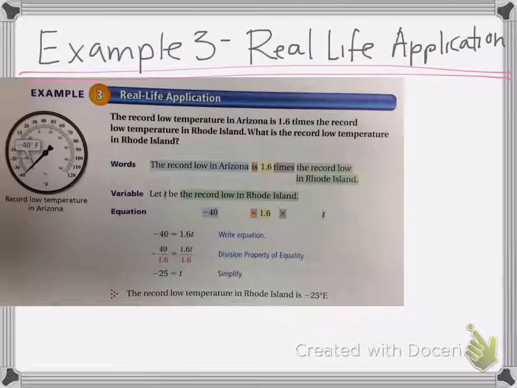Okay, so read along with me. The record low temperature in Arizona is 1.6 times the record low temperature in Rhode Island. What is the record low temperature in Rhode Island? Okay, so go ahead and write down that problem. The record low temperature in Arizona is 1.6 times the record low temperature in Rhode Island. What is the record low temperature in Rhode Island?